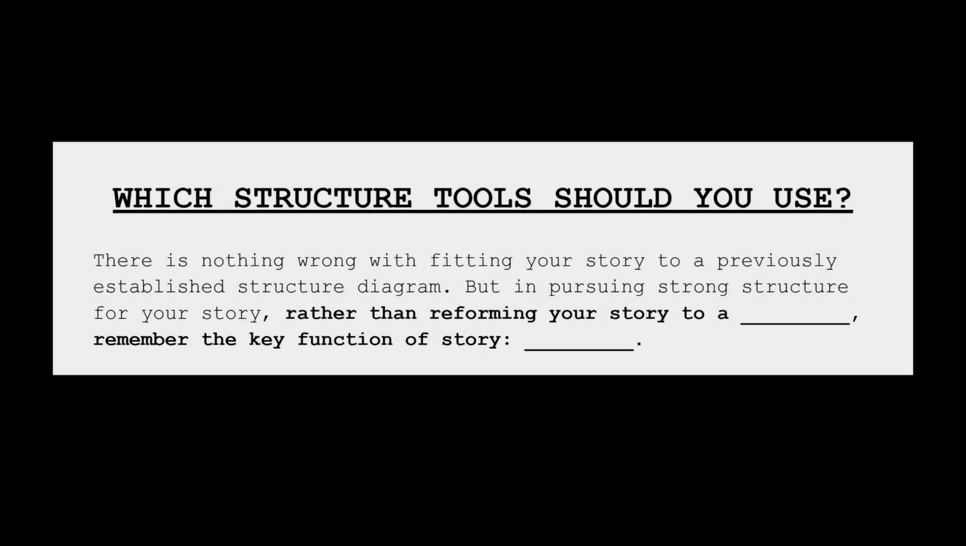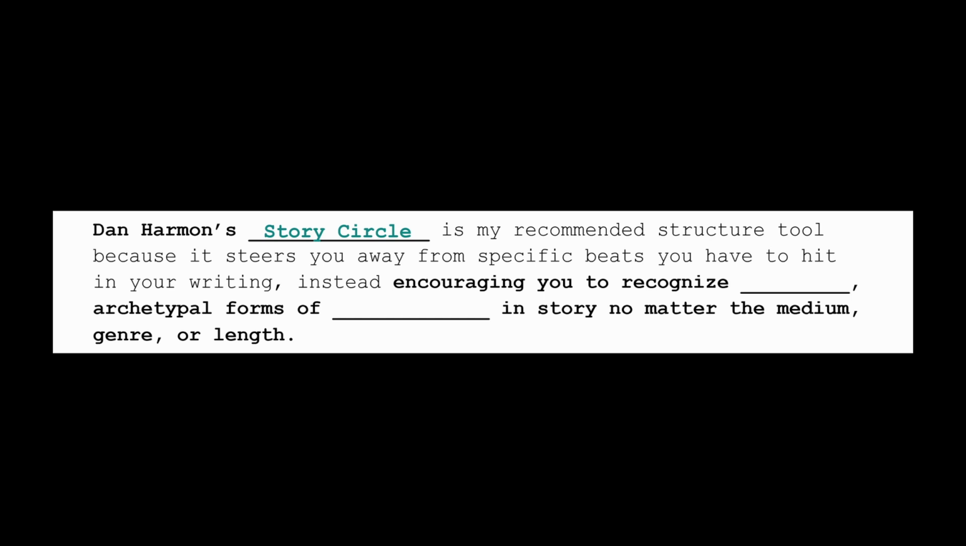There is nothing wrong with fitting your story to a previously established structure diagram, but in pursuing strong structure for your story, rather than reforming your story to a checklist, remember the key function of story: change. Dan Harmon's Story Circle is my recommended structure tool because it steers you away from specific beats you have to hit in your writing, instead encouraging you to recognize organic, archetypal forms of progression in story no matter the medium, genre, or length.